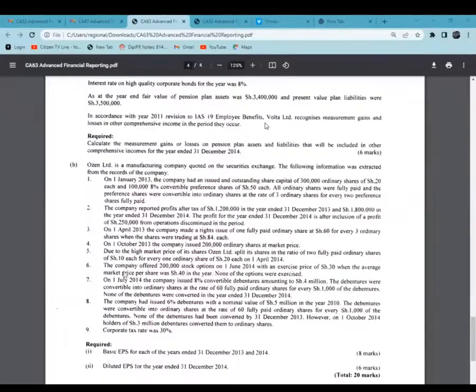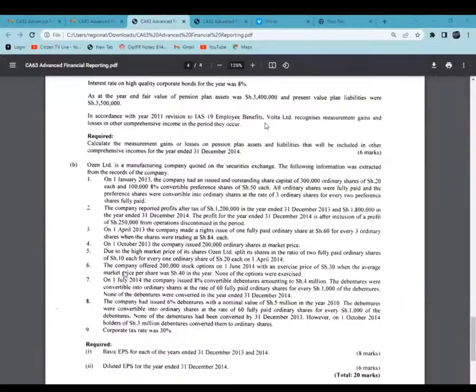Note 6. The company offered 200,000 stock options on 1st June 2014 with an exercise price of 30 when the average market price per share was 40 in the year. None of the options were exercised. No worries. 7. On 1st July 2014, the company issued 8% convertible debentures amounting to 4 million. The debentures are convertible into ordinary shares at the rate of 60 fully paid ordinary shares for every 1,000 of the debentures. None of the debentures were converted in the year ended 31st December 2014.